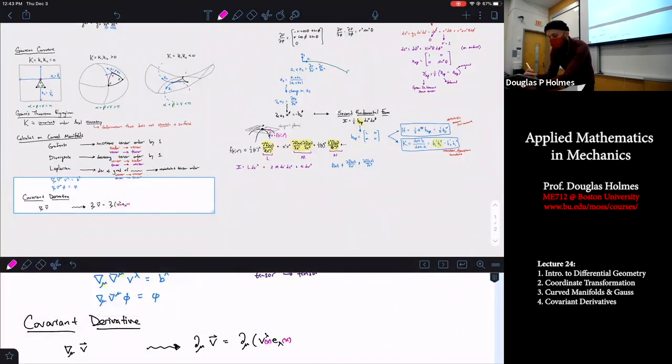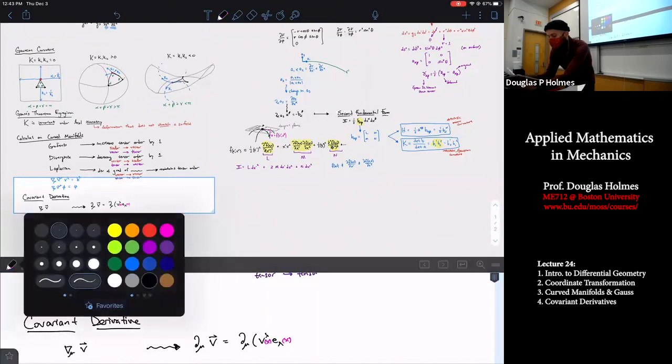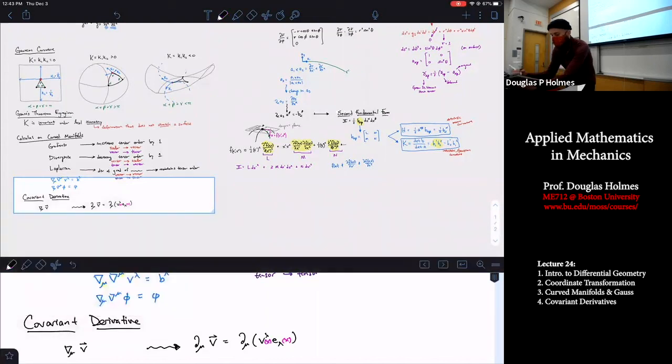And if you're trying to take a derivative of two things that both depend on x, then you have to do the product rule. You have to say, okay, this is d mu v lambda times e lambda plus v lambda d mu e lambda. And this is the thing that's a problem.